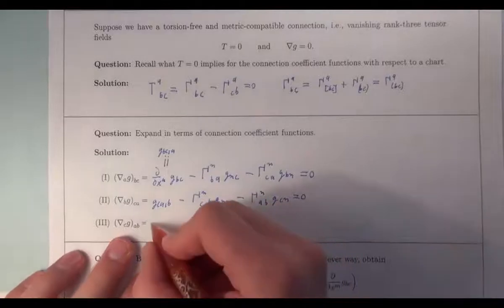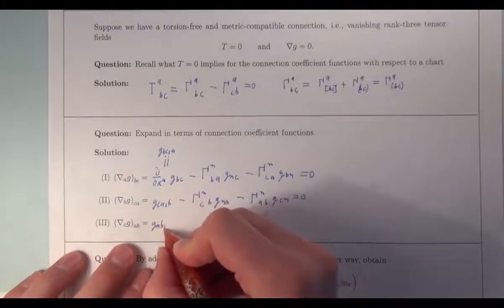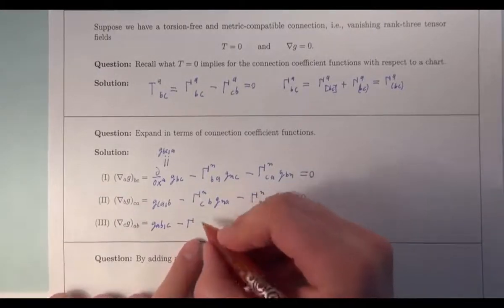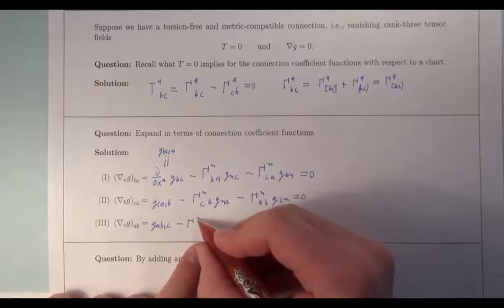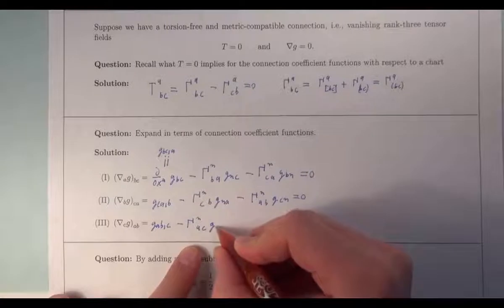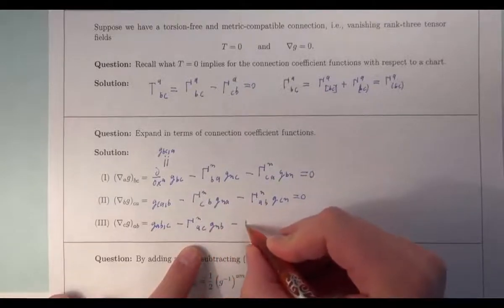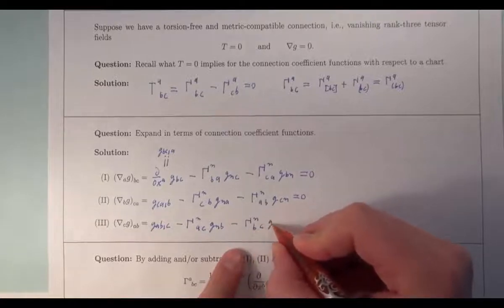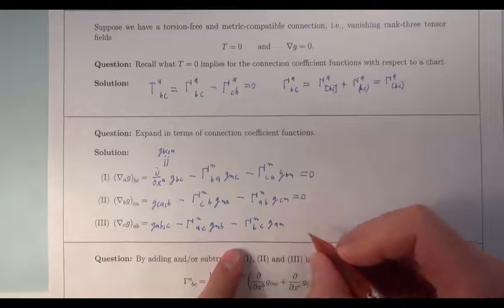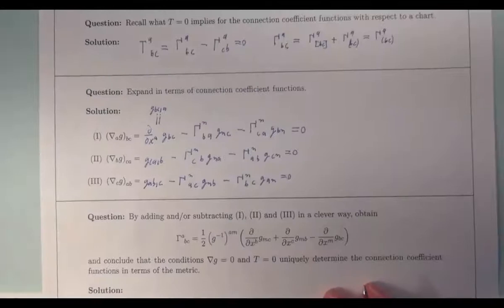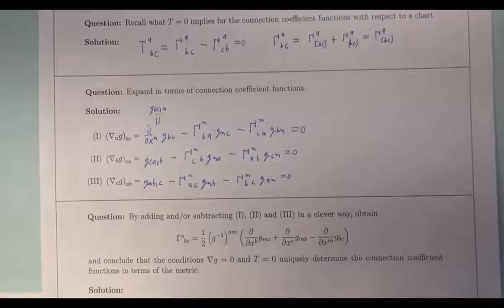Now expand the last term. It's all the same. G_{ab,c} equals gamma with summation index n, a c g n b minus gamma n c b g a n equals 0. That's it. Question 3.